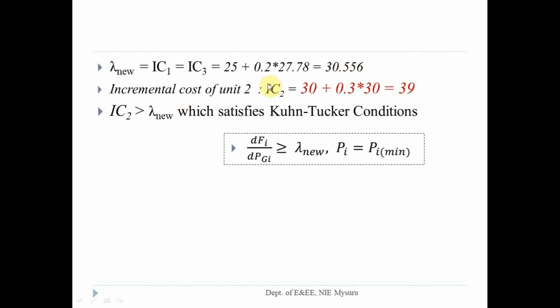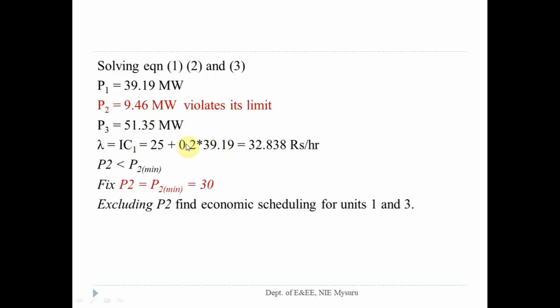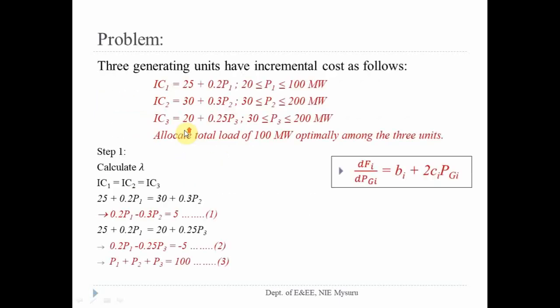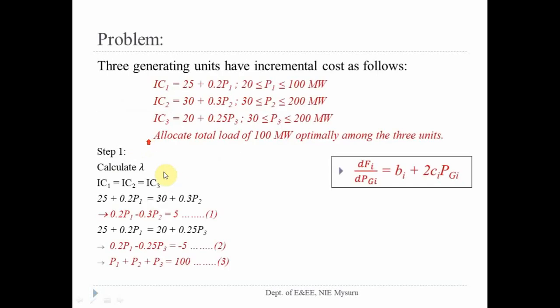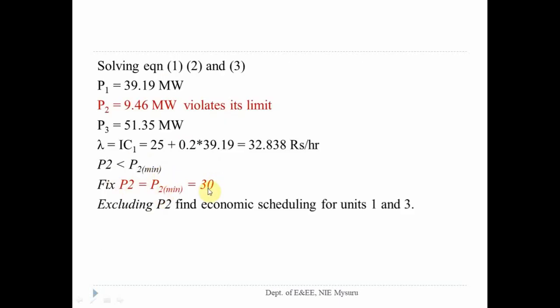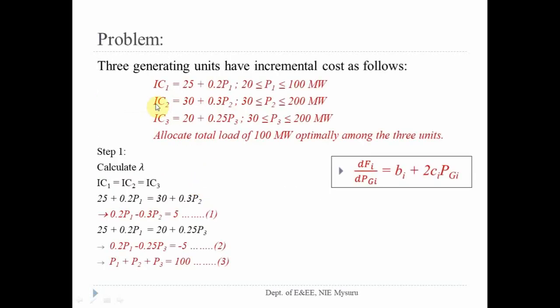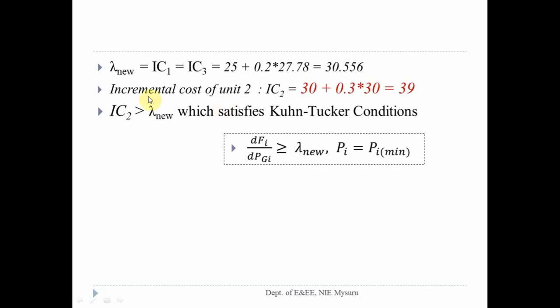So you can see that now the incremental cost of unit 2 has to be calculated, because for unit 2 we have fixed its value to its lower value, its minimum generation. Now for this particular unit 2, we need to calculate the incremental cost. We'll substitute 30 in this particular expression, and then we get the incremental cost of unit 2 as 39.